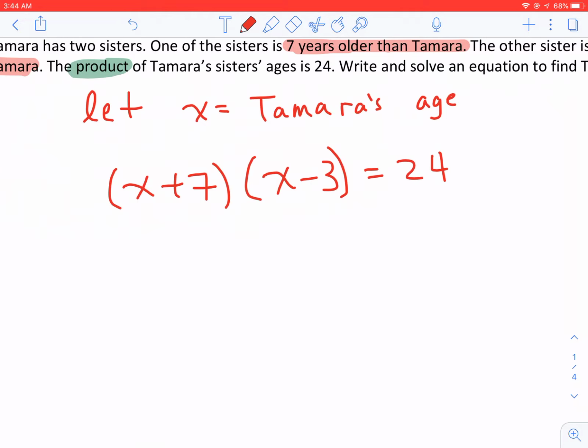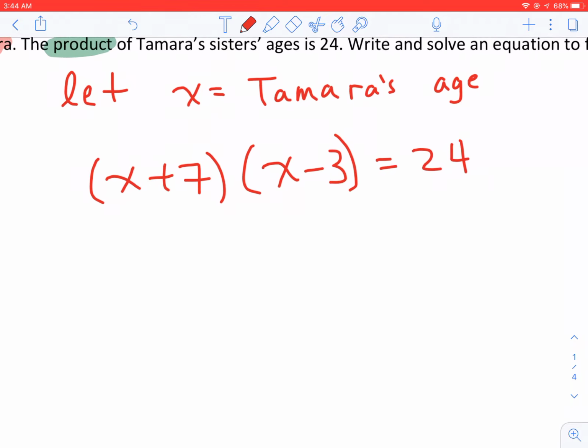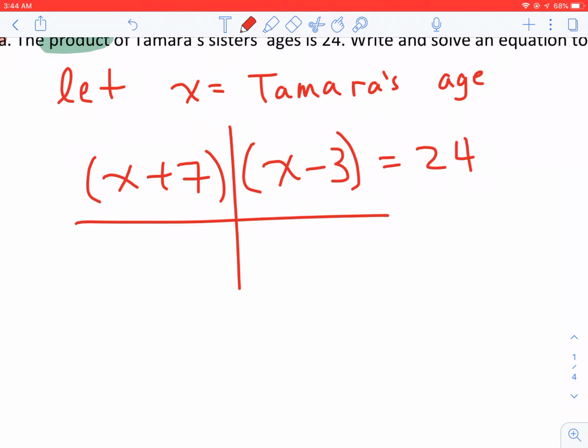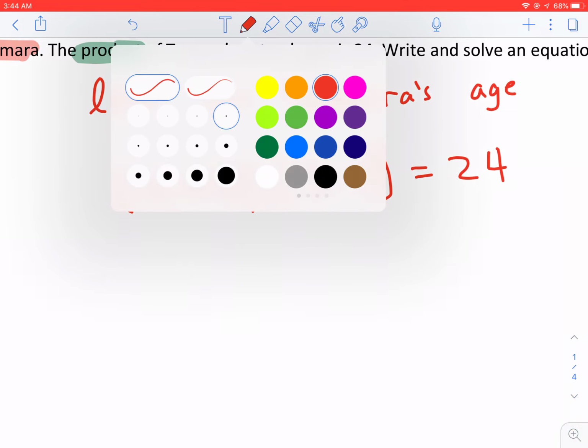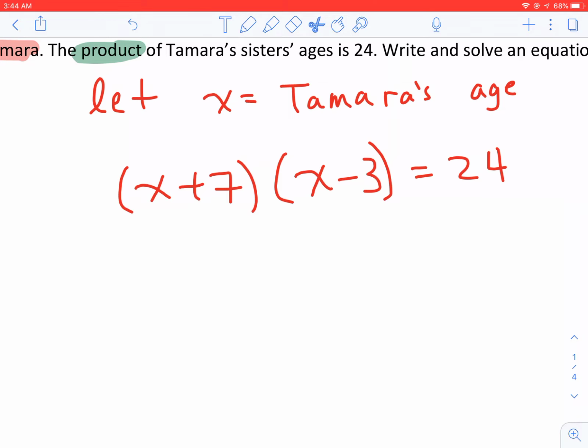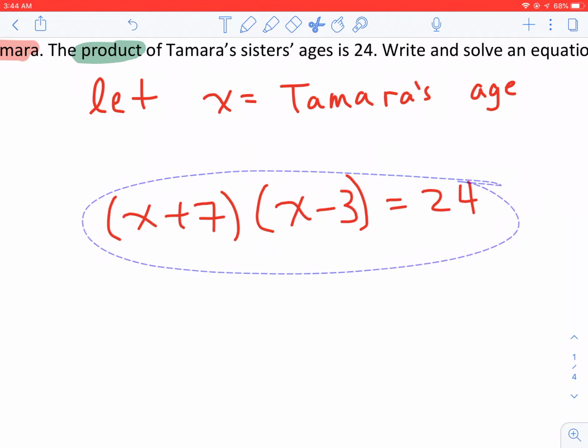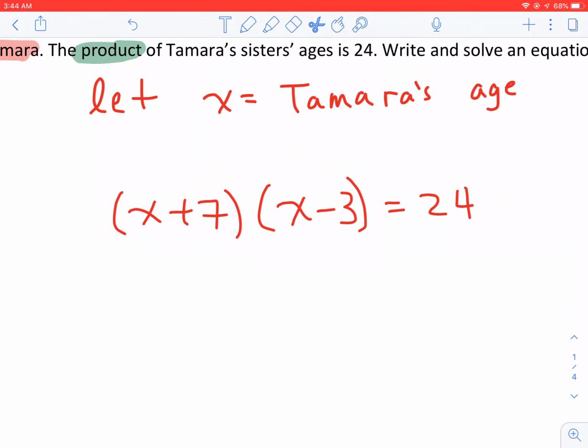Now all I have to do is solve this equation. You might be thinking of teeing it off, but we can only do that when it's equal to 0. We tee it off using the zero product property, and this is not equal to 0. So what we have to do to solve this equation is get it in standard form and make it equal 0.